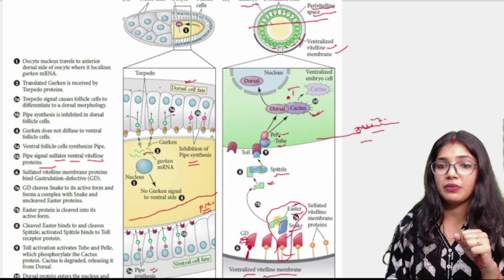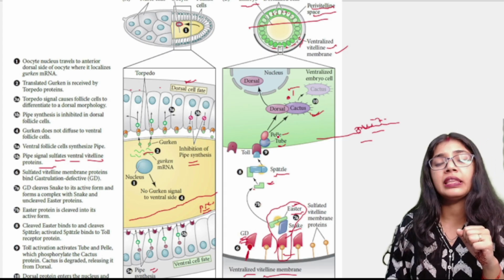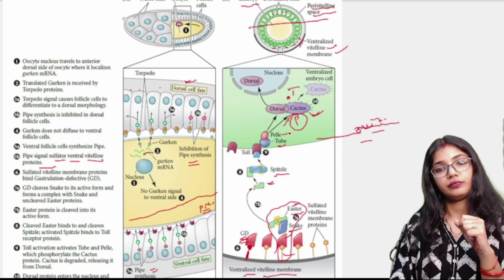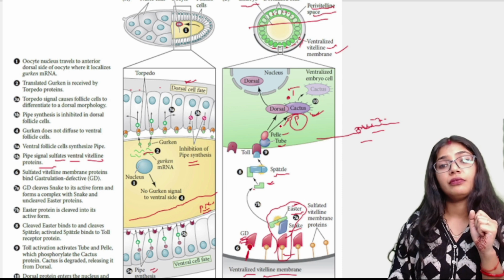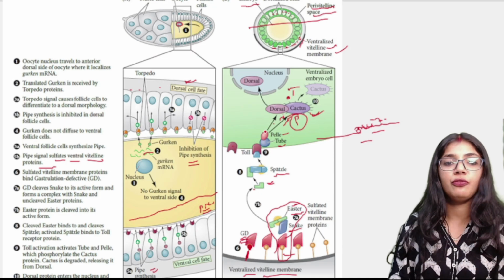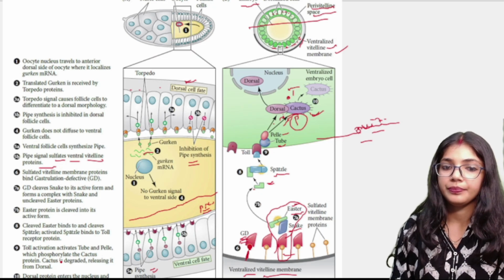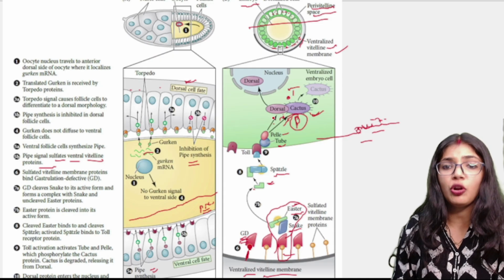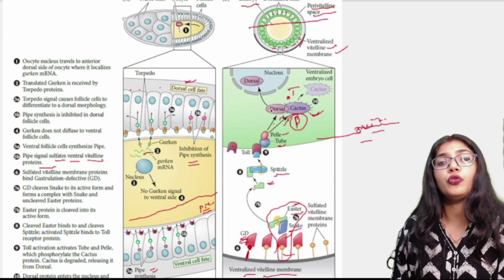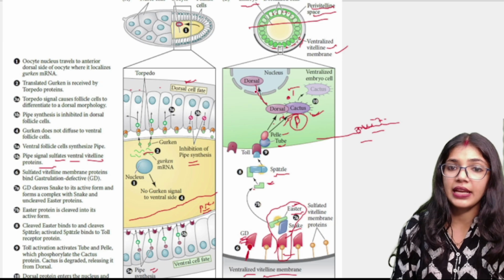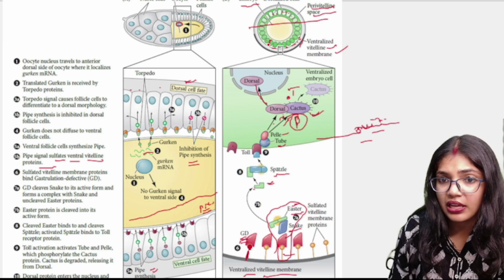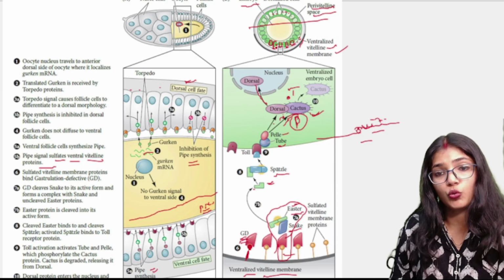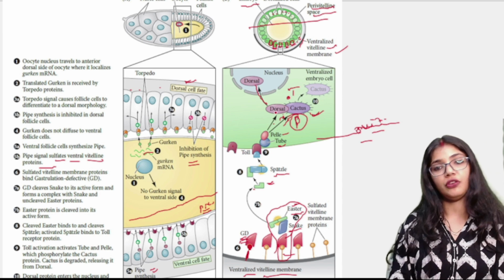So this pelle and tube which are present, they will be activated and they will bind with this cactus protein, and they will phosphorylate it. Okay, so what happens when the cactus is phosphorylated? It cannot bind with the dorsal protein, due to which the dorsal protein is now free and it can enter inside the nucleus. These are the nuclei which are present in the vitelline membrane. So this dorsal protein will enter inside this nucleus and it will help in ventralization of the embryo.